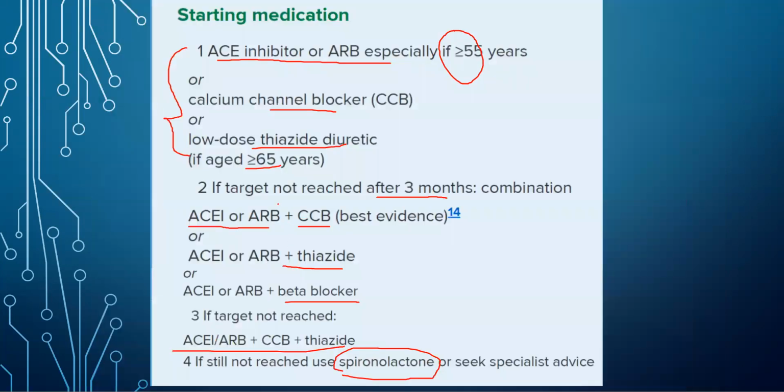Okay, so based on what we understand, these two are the best combinations, ACE and CCB, ACE and thiazides. We can use beta blocker, but it's not very, very good. So these two will be your good options to choose.